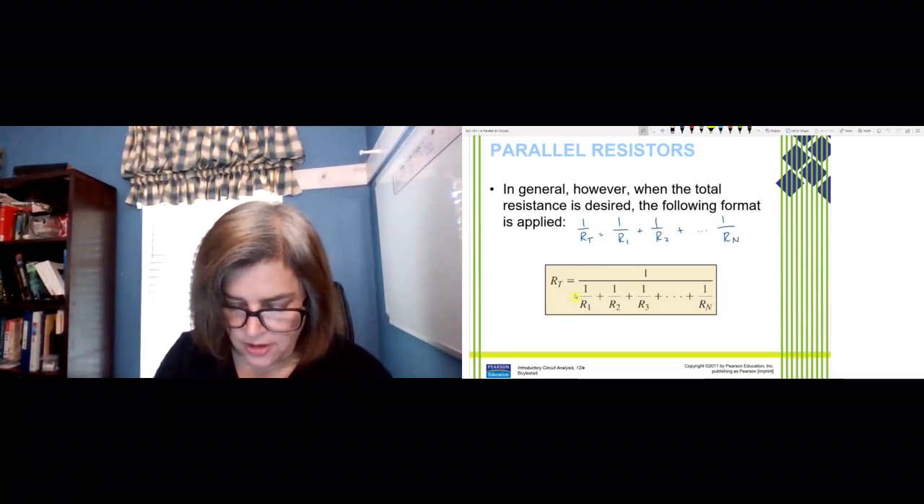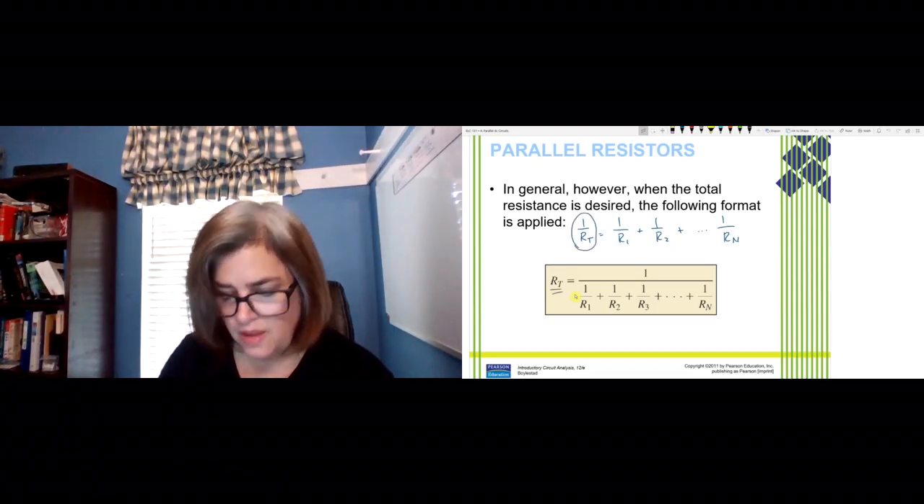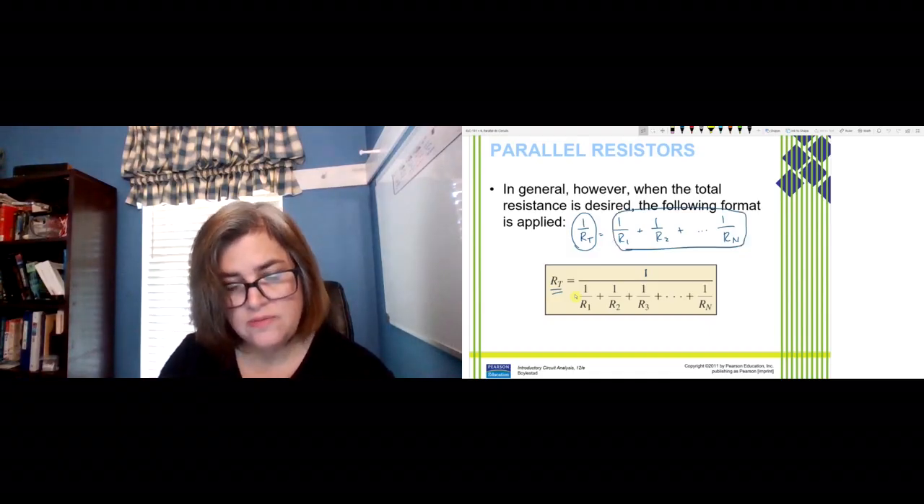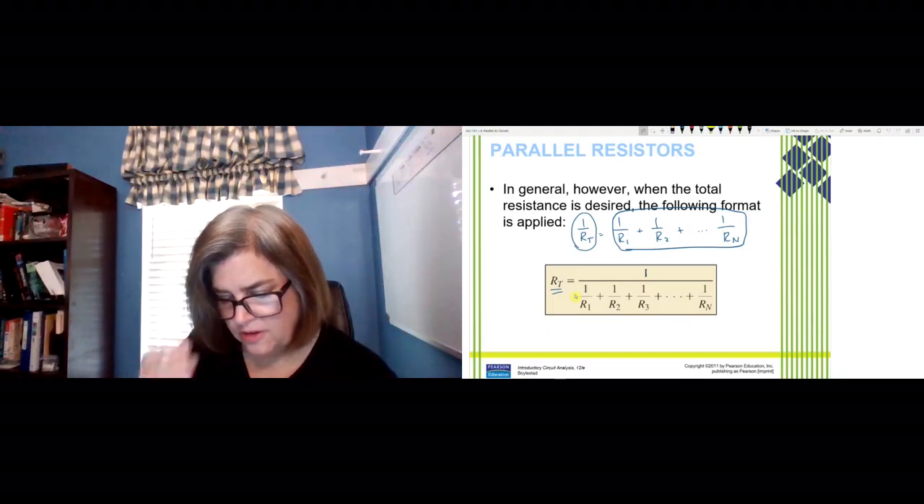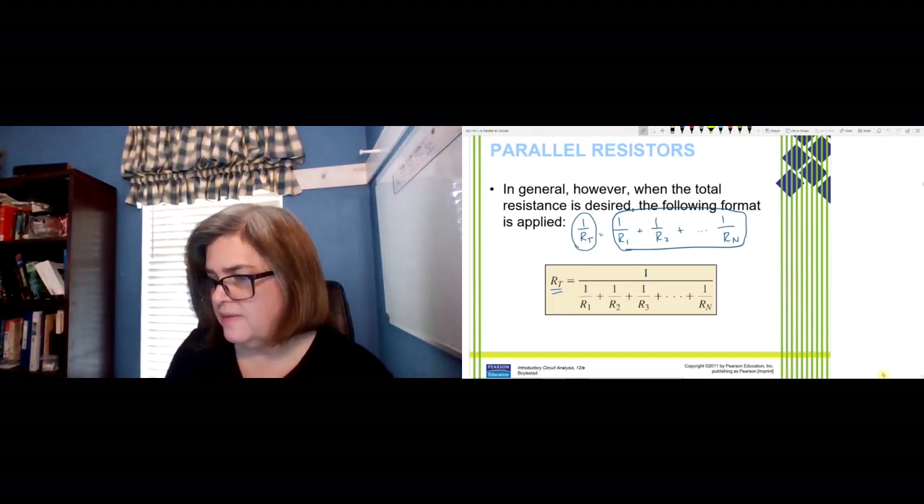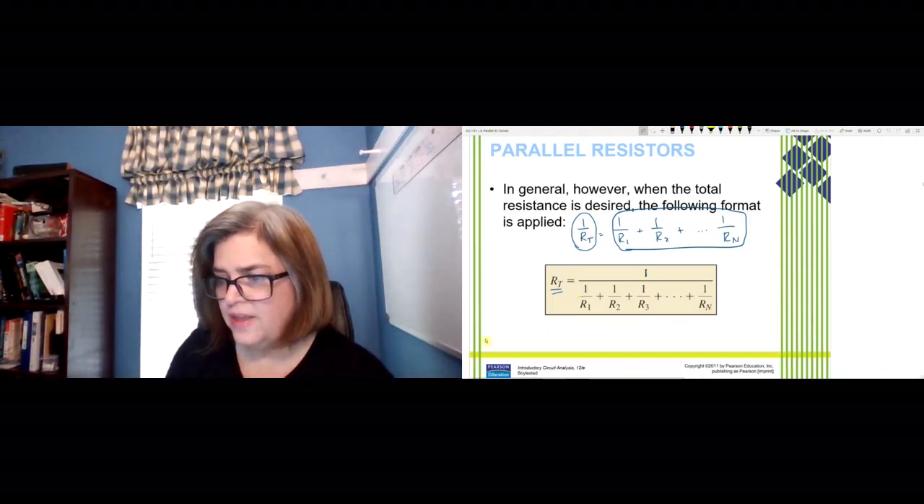So if we invert the whole thing so that we have RT right here, it looks like 1 over and then the rest of this in the denominator. Okay, so let's actually calculate a few of these and see what we get. Let me see.